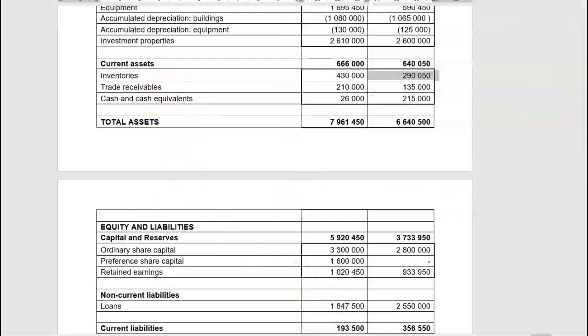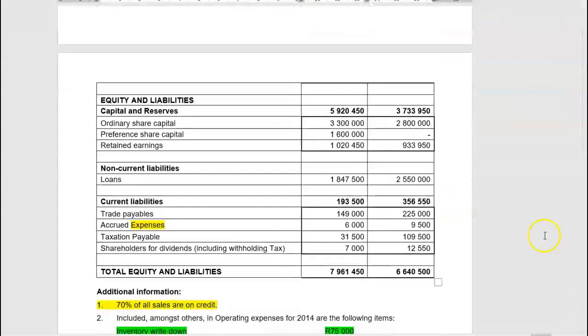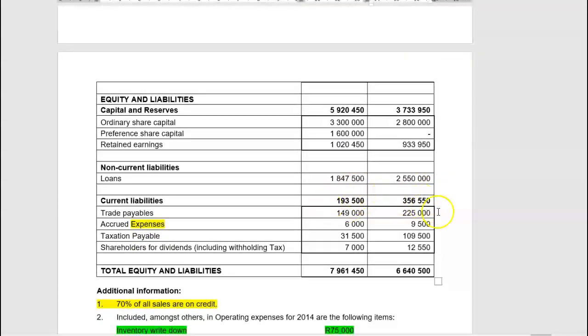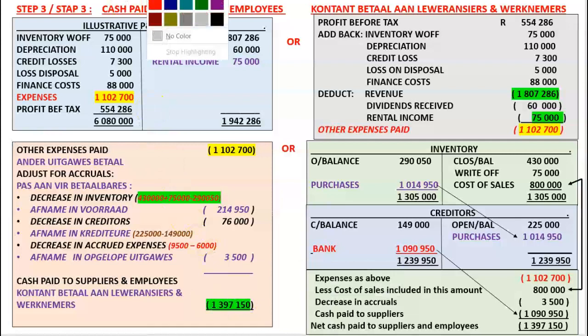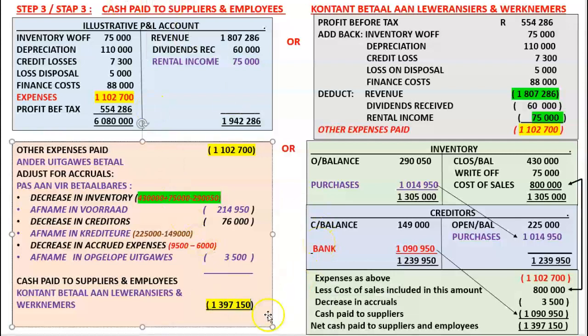Trade payables. There's a decrease in trade payables, so it's a cash outflow. And then I have accrued expenses, where there's also a decrease in accrued expenses, which also means it is a cash outflow. So decrease in creditors, a cash outflow, decrease in accrued expenses, also a cash outflow. So that's going to leave us with cash paid to employees and customers to the value of 1397150.